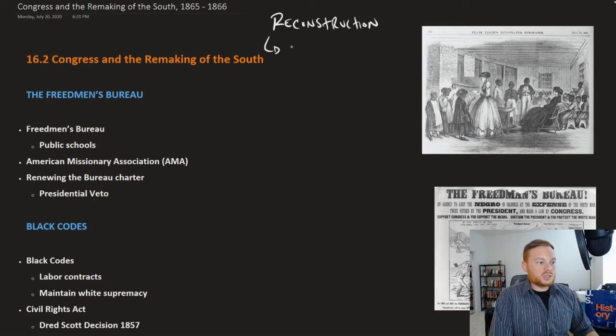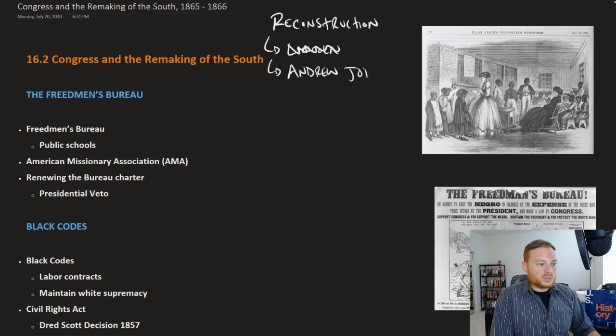Now, initially, the vision or plan for Reconstruction was that of President Lincoln's. However, President Lincoln was assassinated by John Wilkes Booth very shortly after the Civil War, and so therefore Reconstruction then fell to the vice president, now president, who was Andrew Johnson.